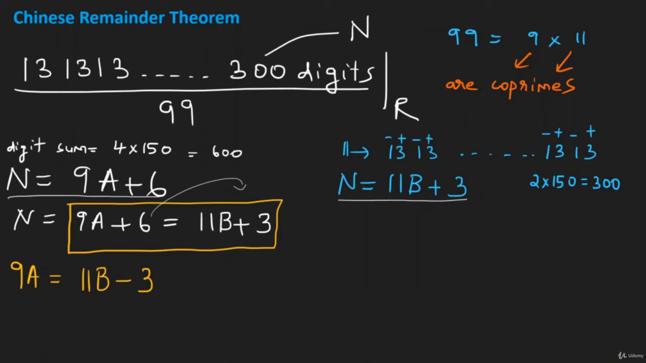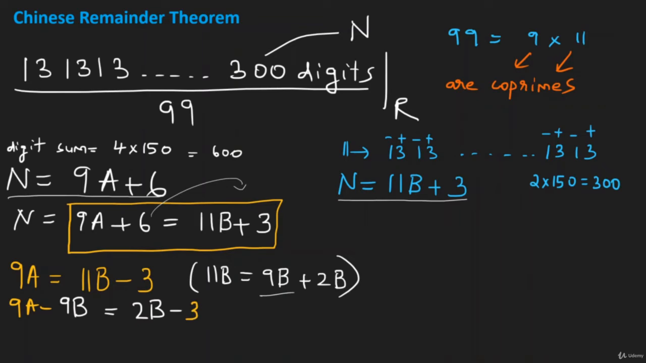Now 11b, I can write it as 9b plus 2b, right? Okay, and let me take this 9b to the left. So I can get 9a minus 9b is equal to 2b, that's what remains over here, 2b minus 3. Now a minus b, let me take it as x. So the left hand side becomes 9x. 9x is equal to 2b minus 3.